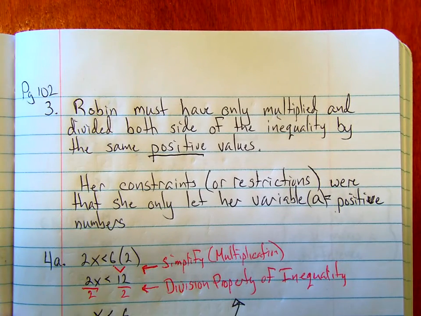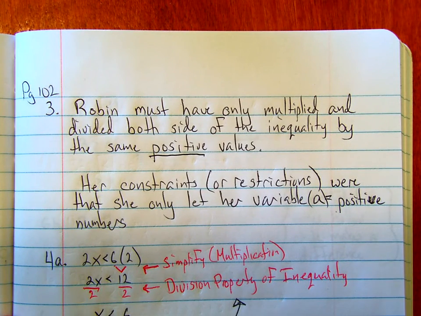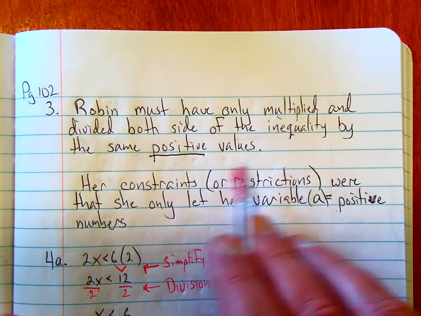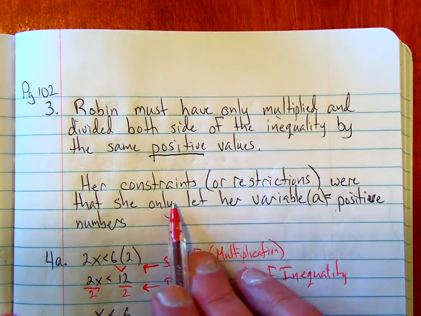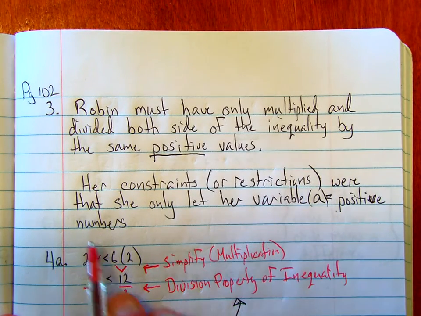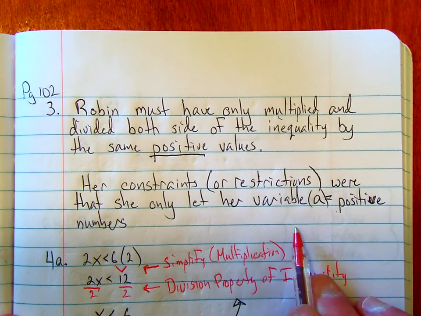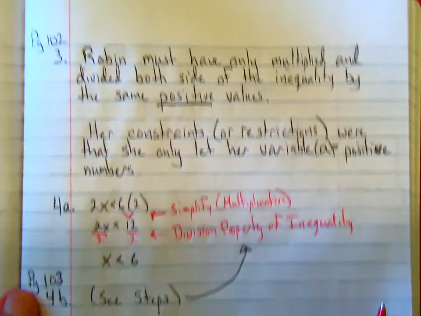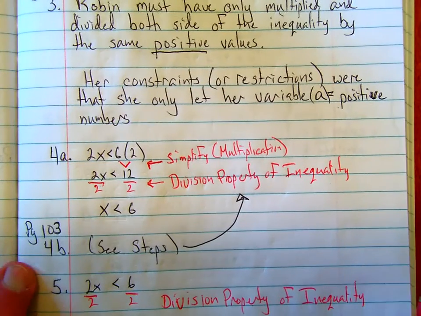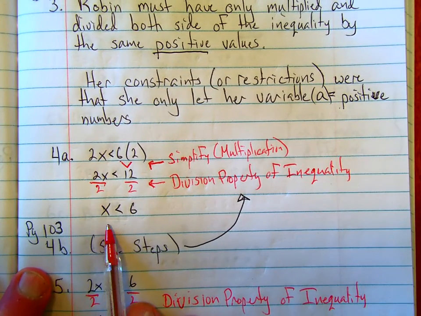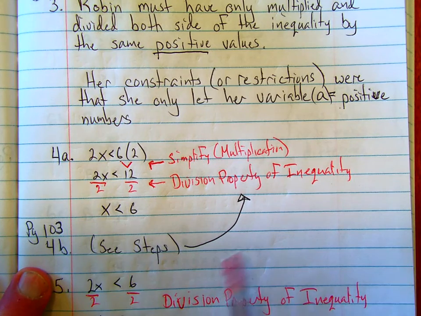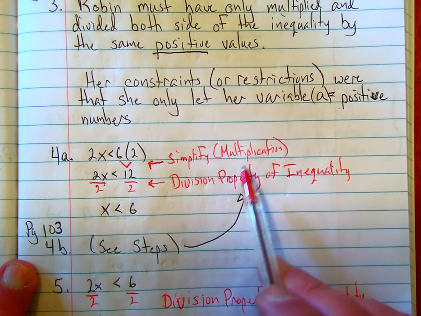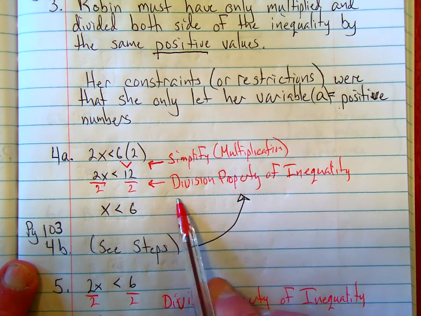Page 102, number 3. Robin must have only multiplied or divided both sides of the inequality by the same positive value. Her constraints are restrictions, where she only let her variable a equal positive numbers. For a, when you simplify, you get x less than 6, and I showed my steps. I simplified using multiplication, and then I used division property of inequality.